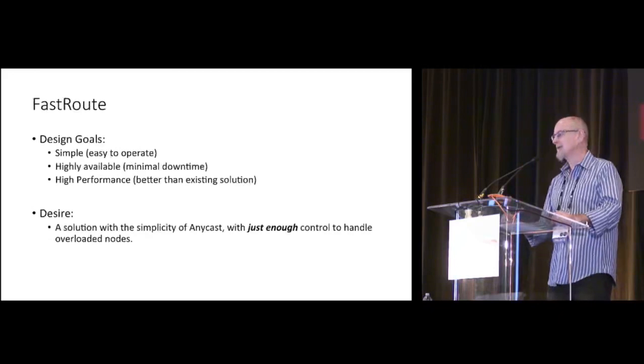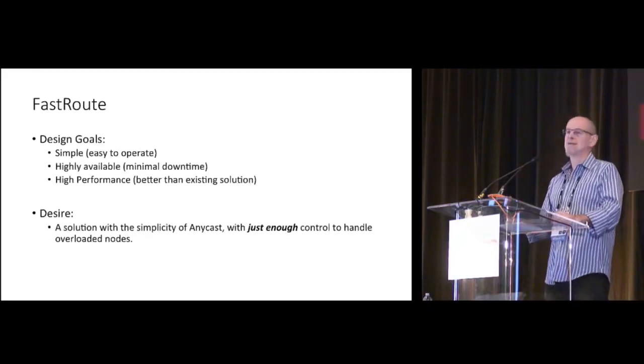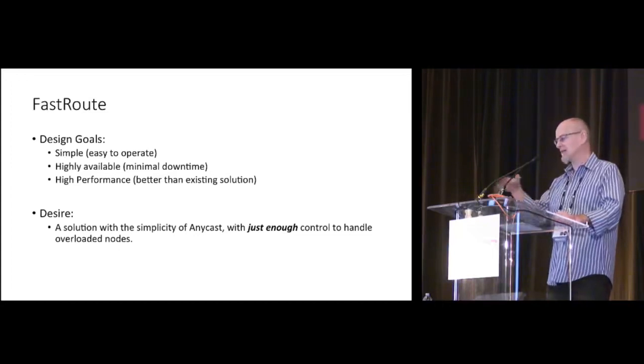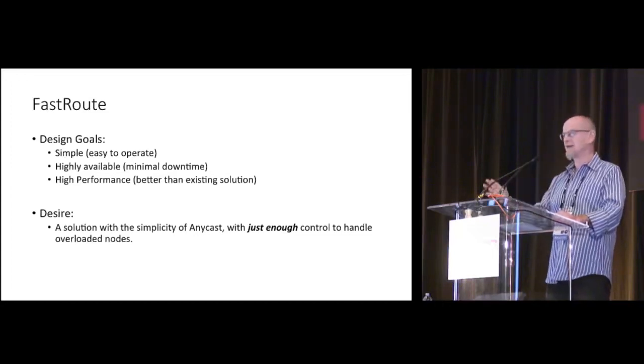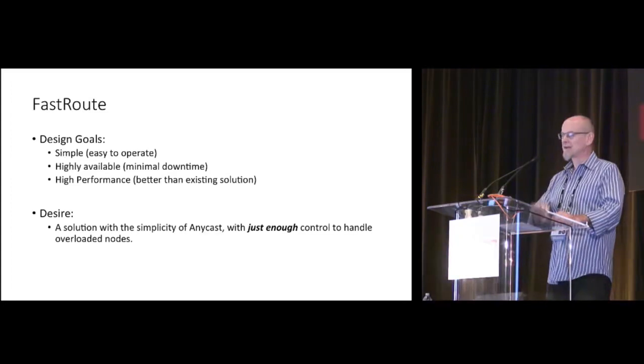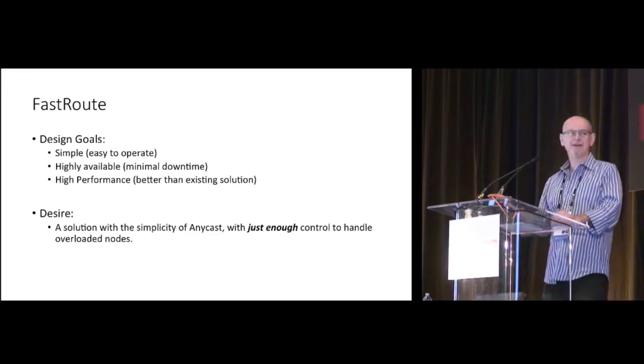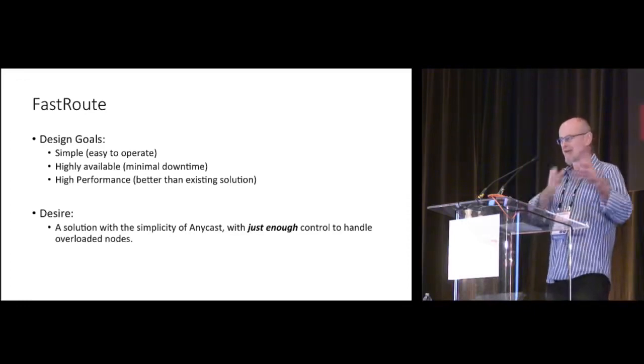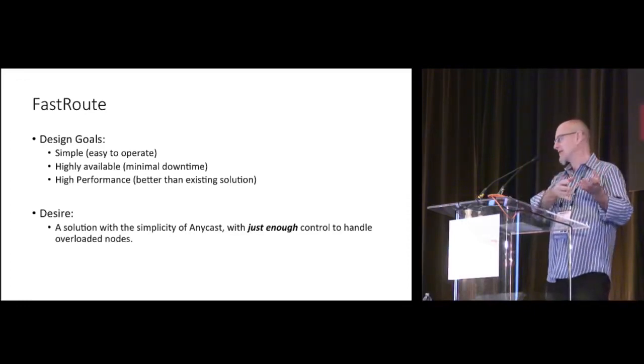Cue the next slide. So FastRoute is our load management system. We want it to be simple, highly available, high performance, and to serve every service. What we were looking for was a solution as simple as Anycast, but with enough control to handle overload. We didn't want to get in the way of Anycast for the high performance routing. If a node was able to take all the traffic, it should get all the traffic.